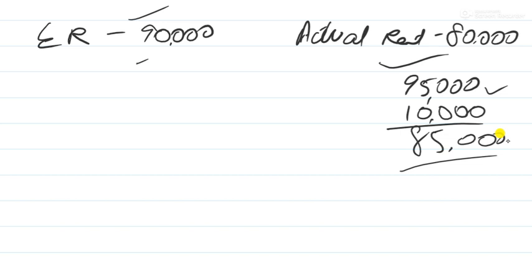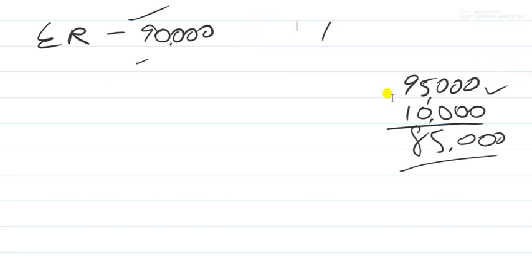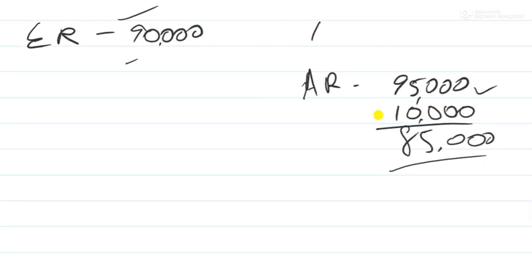Now forget this one; this one is gone. My expected rent is 90,000. My annual rent is 95,000. Okay, not actual, please, it's annual rent. And because of my vacancy, this is not unrealized rent. This is vacancy. This is the loss which I suffered because of vacancy. I suffered a loss of rupees 10,000 because of vacancy, and now my actual rent is 85,000.